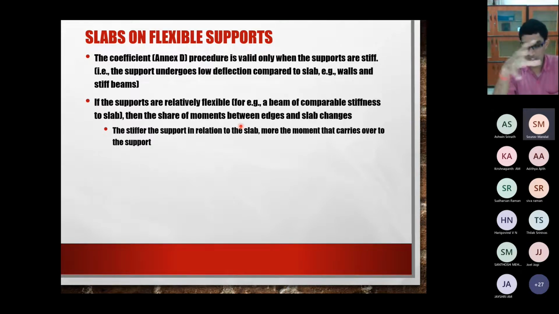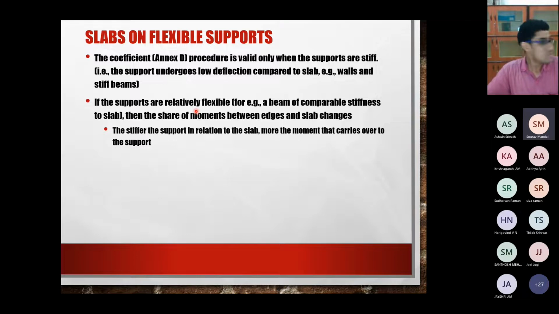And you calculate a moment. So there's a slab of a certain dimension, certain load. So there is some moment going to the long edges, some moment going to the short edges. Now, how much of the moment is there in the slab, and how much moment is actually carried by the edges? So that ratio of the moment resisted by the slab itself, and the moment resisted by the edges, or the moment resisted by the beams, depends on the relative stiffness between the support or the beam and the slab.